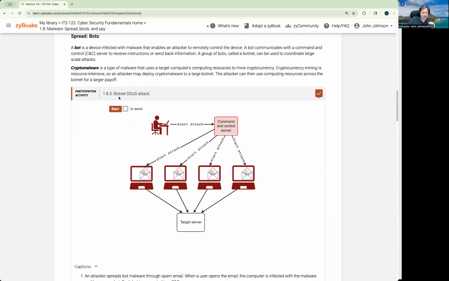So here in our participation activity, we've got an example of a botnet DDoS attack, the distributed denial of service attack.